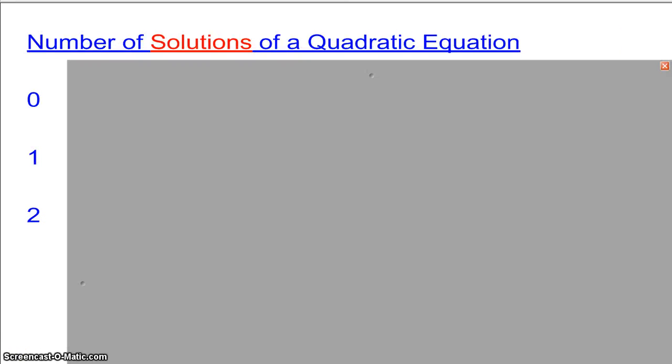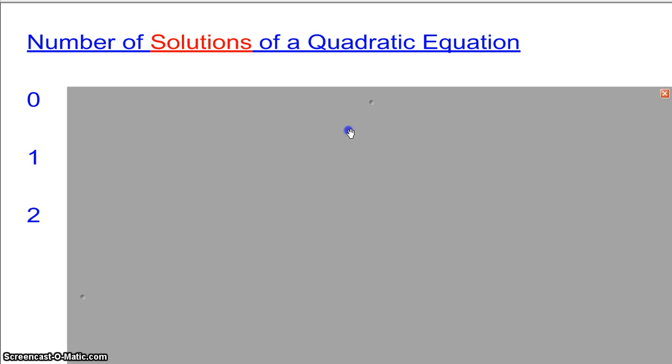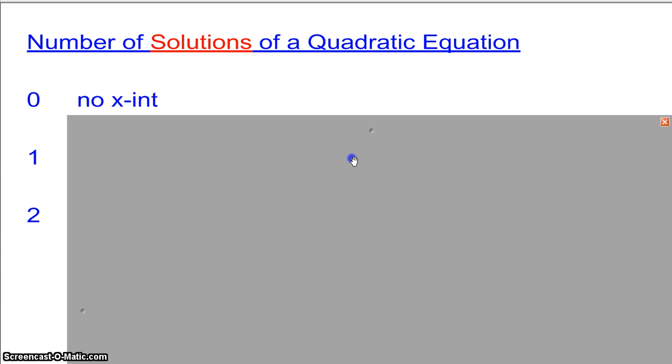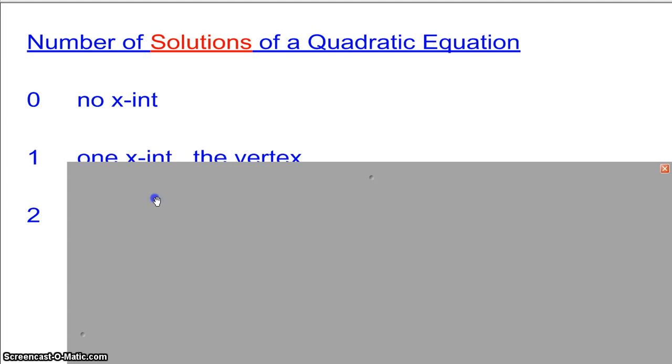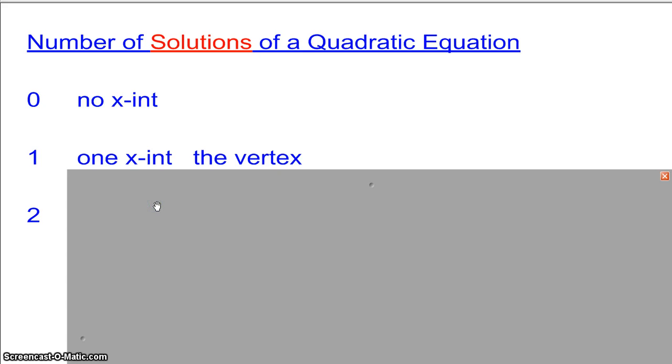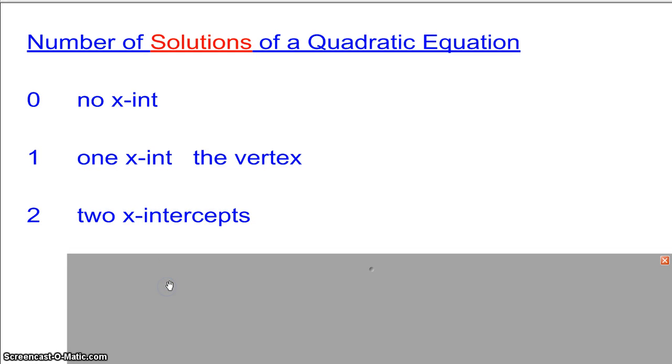Okay? So this is just a summary of the number of solutions a quadratic equation might have. When it has 0 solutions, there are no x-intercepts, right? So when it has 1 solution, how many x-intercepts? 1. That's what it means. It's the vertex in that case. If it has 2 solutions, then it's got 2 x-intercepts. That's what that means.